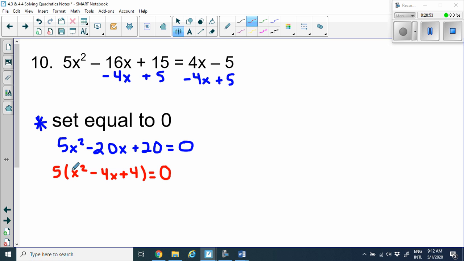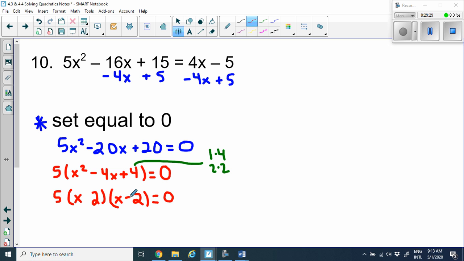So now notice my a value is 1. So what I can automatically do is create my two sets of parentheses here. I have x and x. Now for my 4, let's see numbers that multiply to 4. We got 1 and 4, and 2 and 2. Well, the ones that are going to add up to a negative 4 are going to be my 2 and 2, and both of them will have to be negative in order to do that.